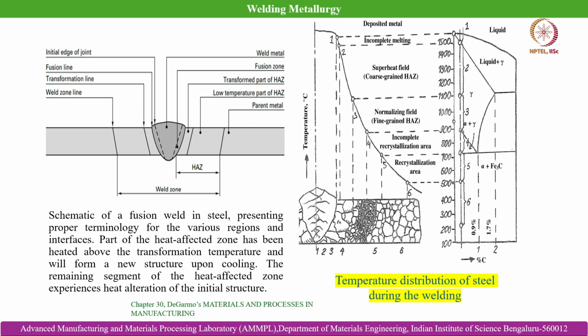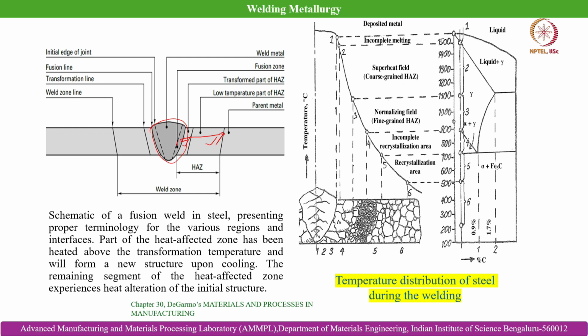If you follow this schematic, you can understand all the regions of a typical fusion welded structure. This is the weld pool, where you can see the weld metal, and then this is the region where you can see the fusion zone. It is basically the boundary of the weld pool. And then this is the transformed part of the heat affected zone, and this is the lower temperature part of the heat affected zone.